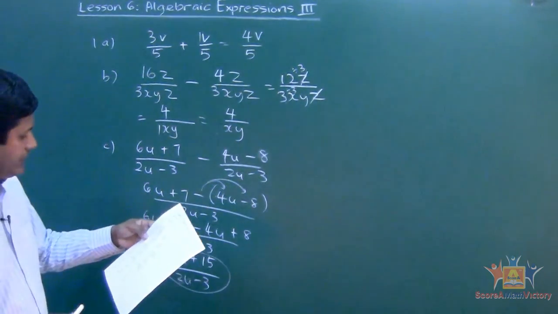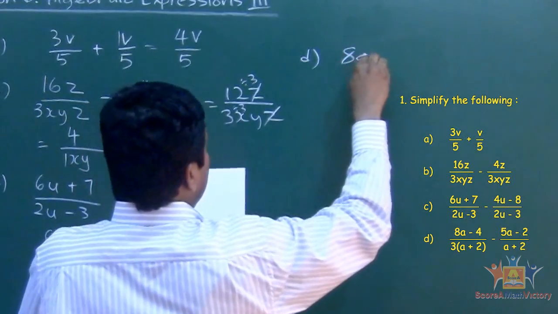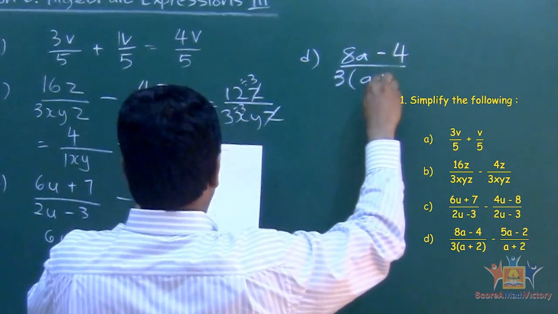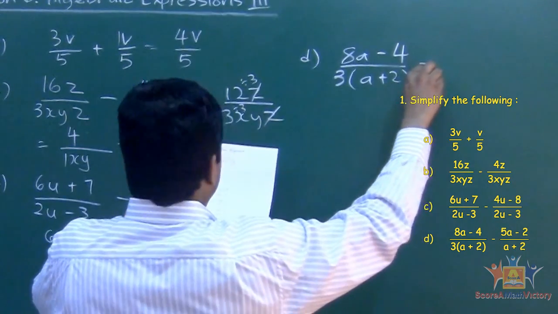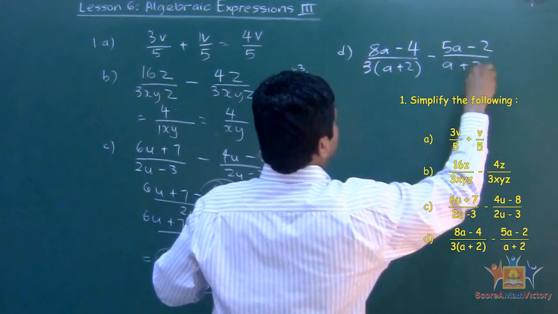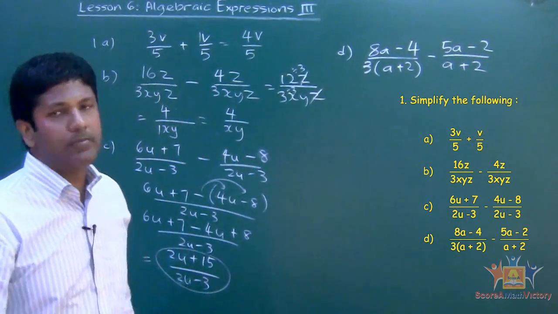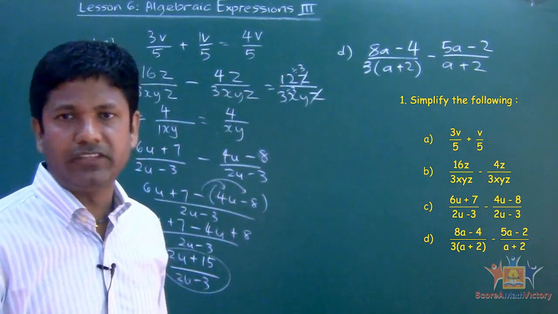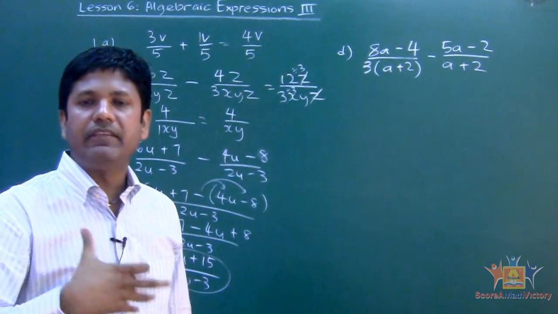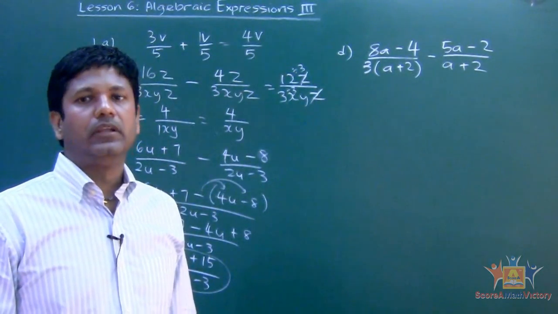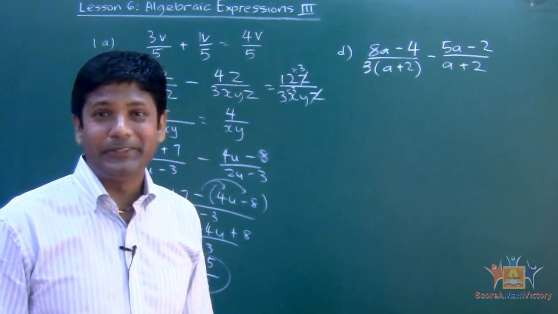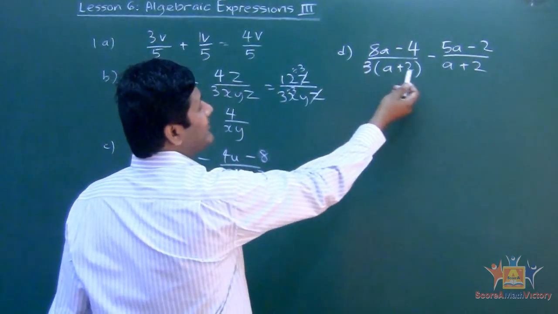Okay, good. Let's do D. 8a minus 4 over 3 times a plus 2, minus 5a minus 2 over a plus 2. When you're given a problem like this, the first thing you need to ask yourself is, are they common denominators? Do they have the same denominators? Look at it, 3 times a plus 2 and a plus 2. Doesn't look alike, am I right? Because this one has a 3, this one doesn't.